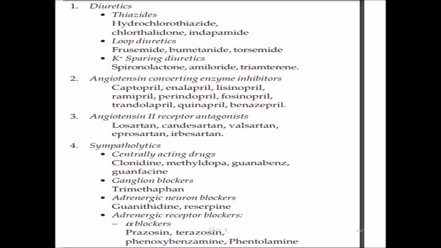Then potassium sparing diuretics, which spare the loss of potassium, inhibit aldosterone and act as a diuretic, are spironolactone, amiloride, and triamterene. These are the potassium sparing diuretics.